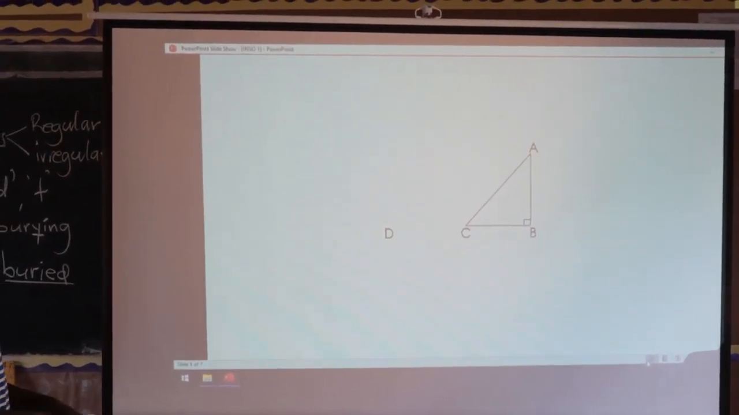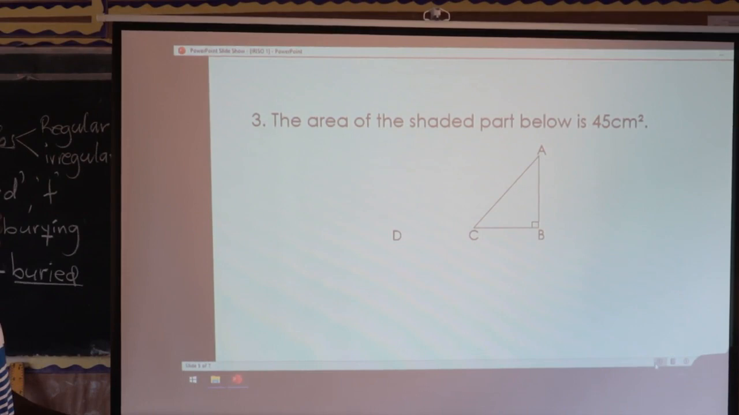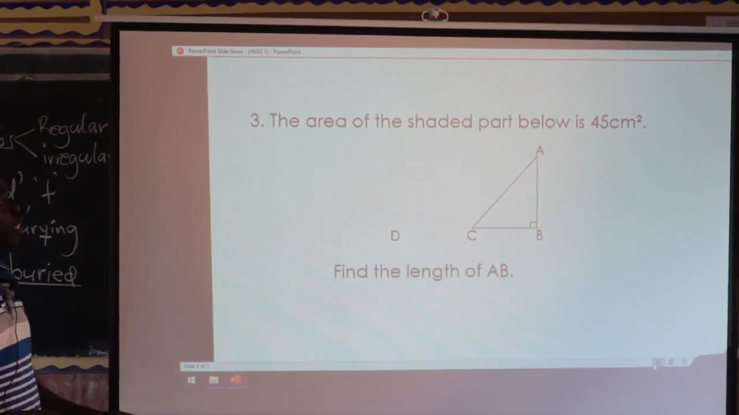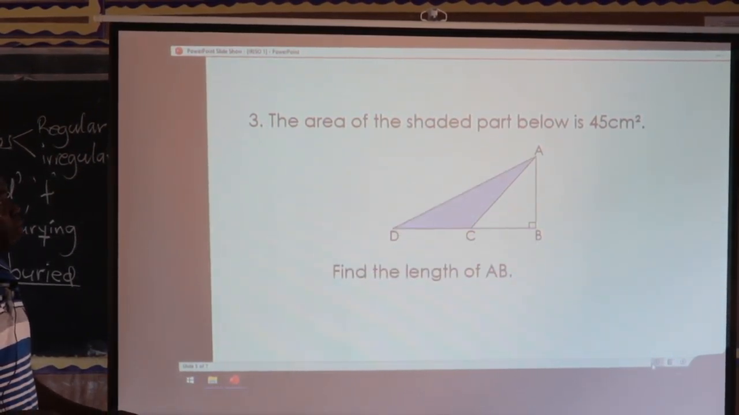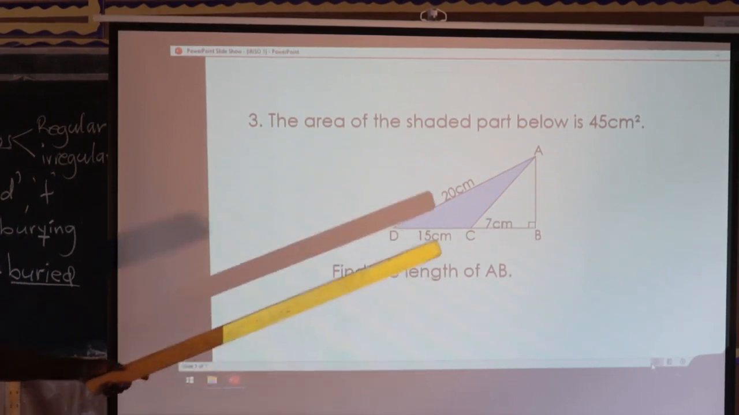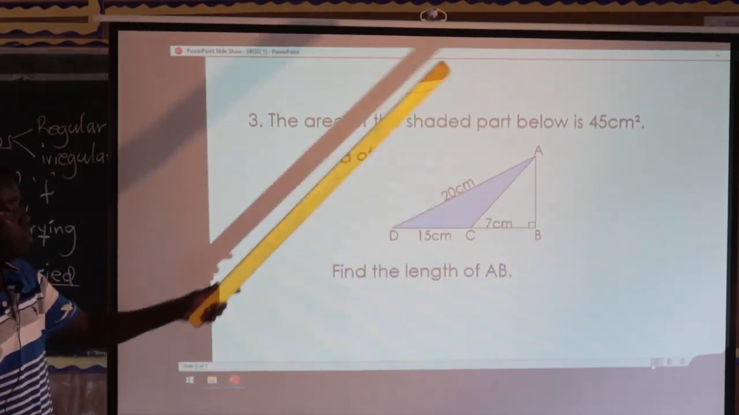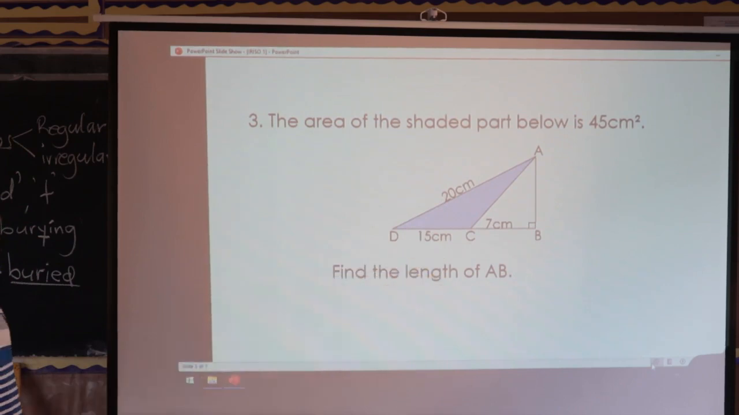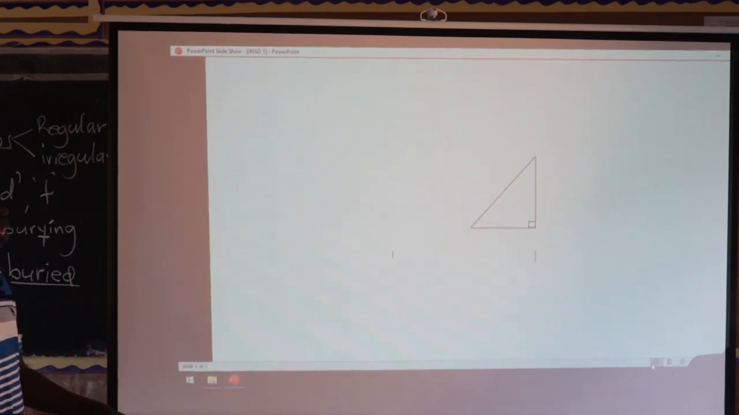The next number is this one here. The area of the shaded region is 45 square centimeters. Find the length of AB. What is AB? AB is the height. So make the right substitution for that.